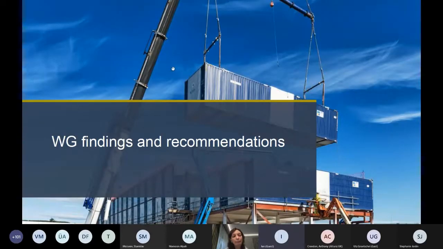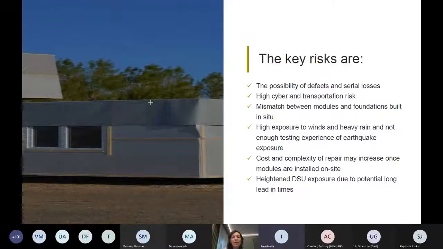So we found that several risks are essential, and there are particularities of modular construction, and I will once again summarize them here. The possibility of defects and serial losses in modular construction is rather high. We also found that the cyber and transportation risk here is higher than in traditional construction. Also, there could be a huge problem when we find a mismatch between the modules and foundations. Again, high exposure to winds and heavy rains, and not enough testing experience of earthquake exposure.